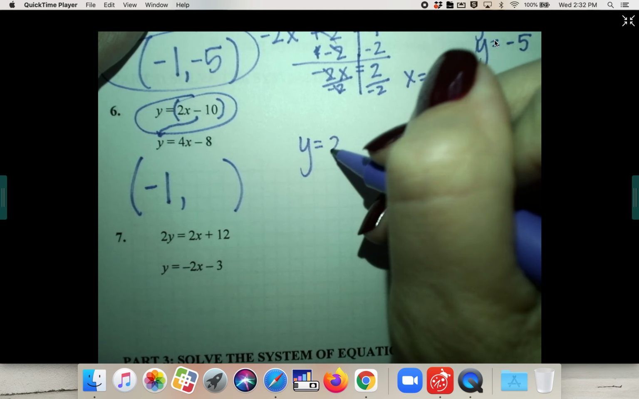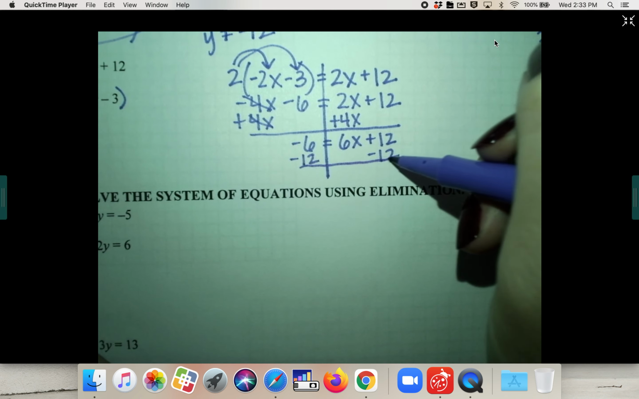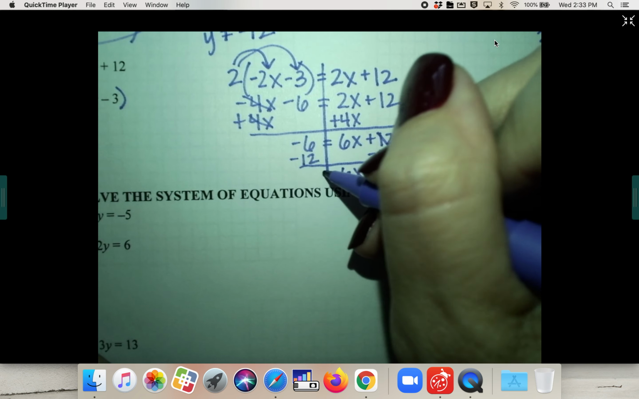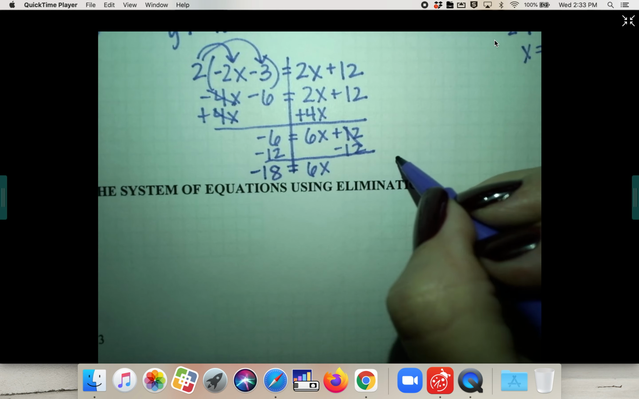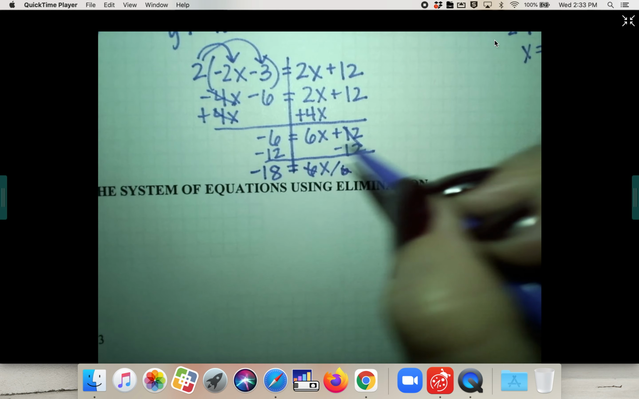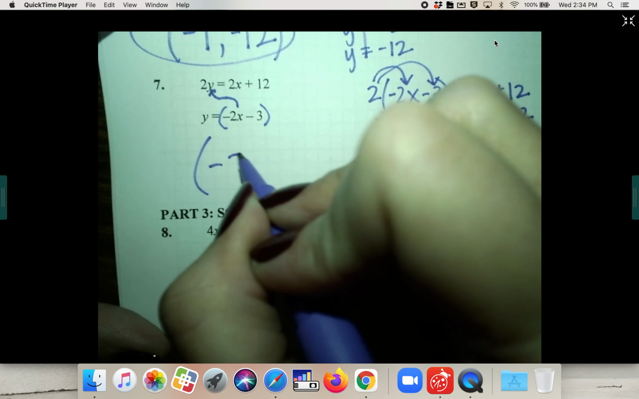2 times negative 2x is negative 4x. 2 times negative 3 is minus 6. I'm going to choose to add 4x on both sides. The way you solve these doesn't matter. Just check and make sure you get the same answer I do. I'm going to subtract 12 next from both sides. Ugh, I'm writing way too big or something. There's not enough room here. Negative 6 minus 12, I believe, is negative 18. I'm going to divide both sides by 6. And once you divide both sides by 6, you're going to get x equals negative 3. I was curious to see if we'd get negative 1 again, but nope. So x equals negative 3 this time.